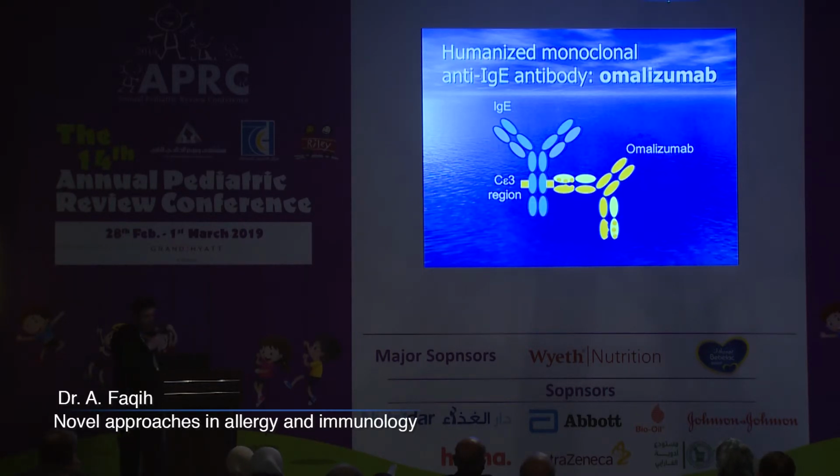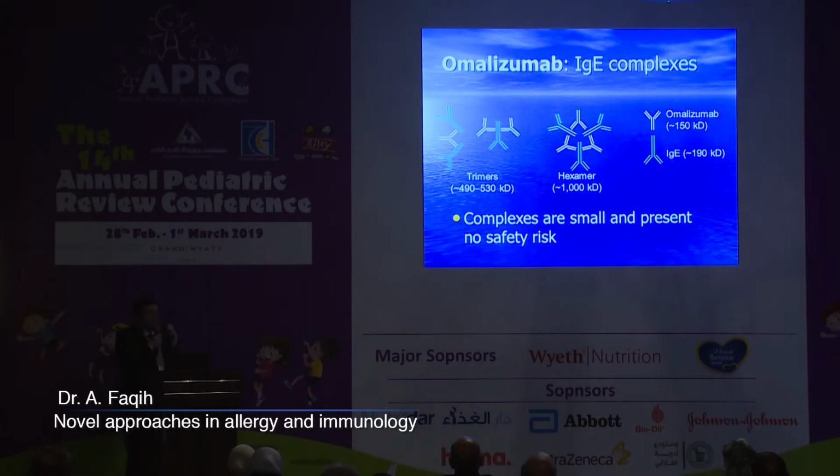So omalizumab, as I said, is a humanized monoclonal antibody. It binds to this area so that the IgE molecule is not able to bind to its receptor. As a result, it takes it away in a very inert way, being around 150 kilodaltons, and takes it out of the patient's system. As a result, with no interactions of any kind, no kidney or liver problems or anything, this is very safe.